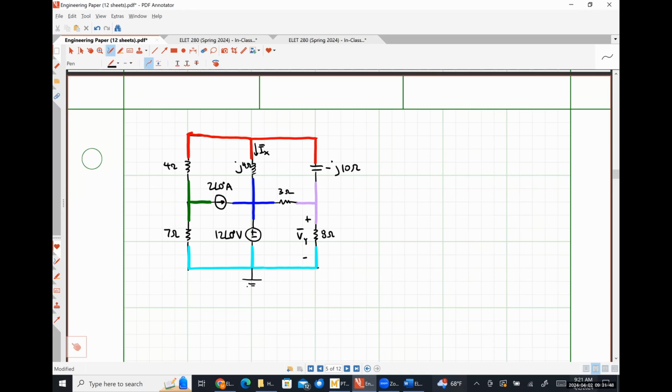So the bottom node is my reference node, so now I need to assign nodal voltages to my other 4 nodes. So let's just say that this one on top is VA. This one over here is VB. This one right here is VC. This one right here is VD. Anybody got any questions, comments, or concerns thus far?